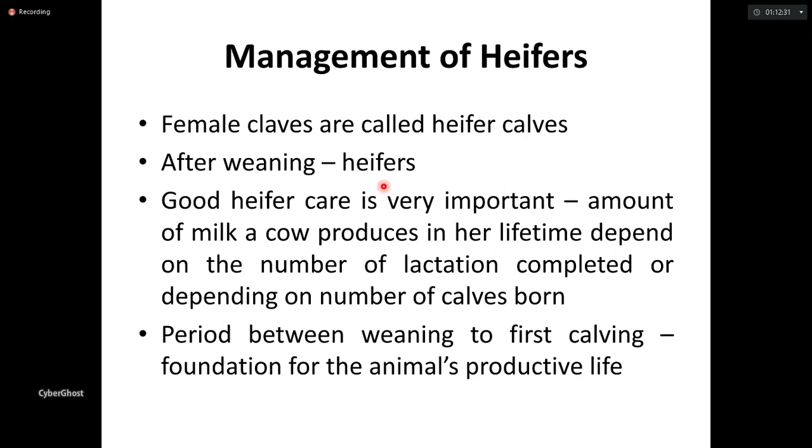Then the heifers. Once the female animals are weaned, they stop consuming milk, and then we call them heifers. We already briefly discussed this as well. They are no longer drinking any milk. They are just consuming some concentrates or roughage. This is a very important stage, because within the next few months they are becoming mothers.